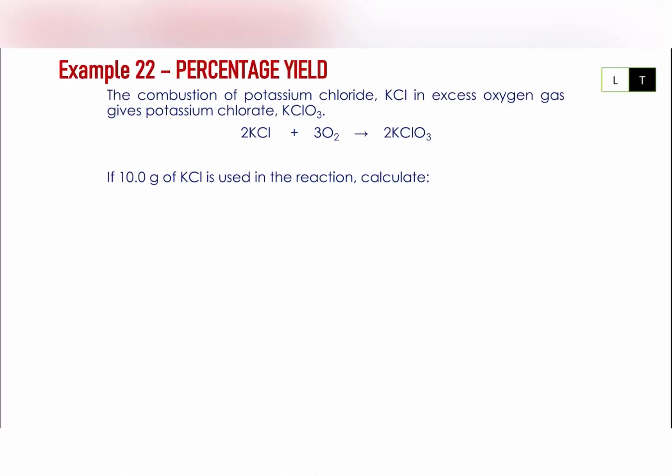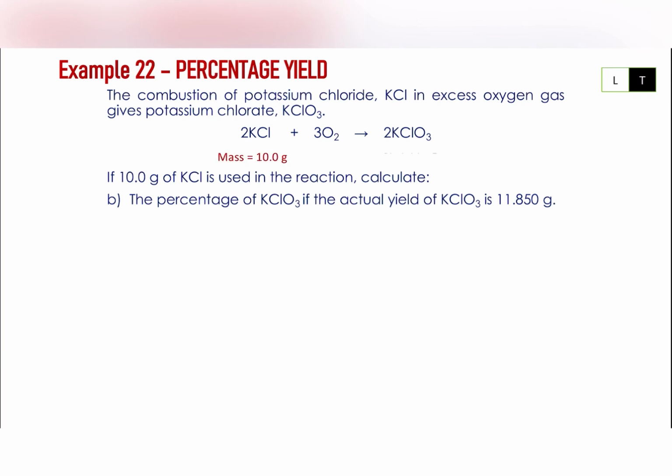Now let's go to question B. I want you to calculate the percentage yield for my product if the actual yield is 11.850. So as I mentioned before, actual yield usually is given in the question. So now I'm going to continue by taking out the information. I got the mass here and I got the percentage yield that I want to find out at the product side.